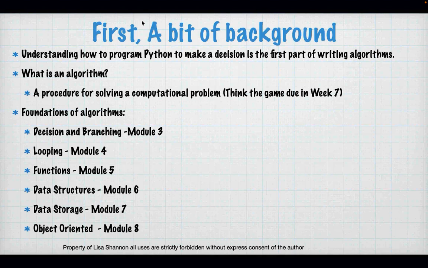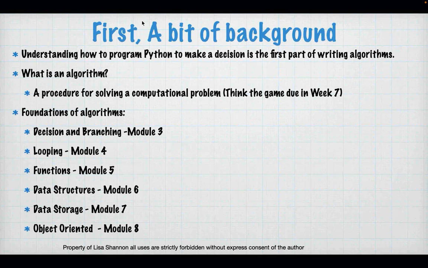And an algorithm is just a procedure, so a set of statements in Python that solve a problem computationally with the Python language. And think about that as the game due in week 7. So from now on, through module 6, we are really talking about how to write and structure algorithms. 7 goes into data storage and file processing, and 8 allows us to start into object-oriented programming, which is another way to organize your data.